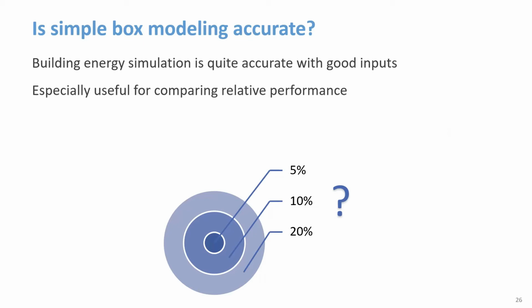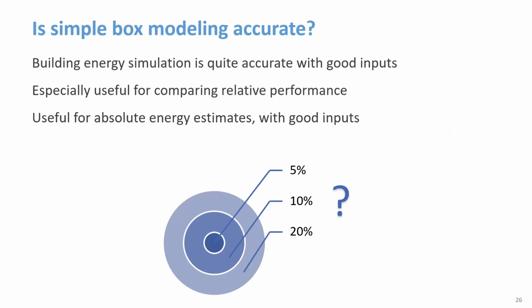It's especially useful for comparing alternatives. So the relative performance of different designs is less sensitive to those assumptions we make compared to an estimate of absolute energy consumption, which leads to the final point. It can be useful for absolute energy consumption estimation with good inputs.